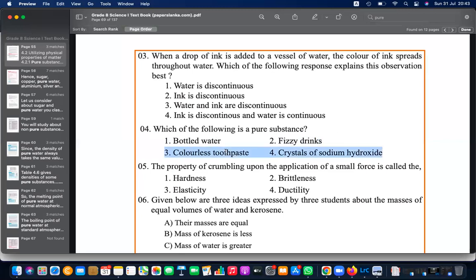Fizzy drinks anyway, it's a mixture, no? Then colorless toothpaste. It's a mixture, right? You have a lot of components in the toothpaste, but when you take this one, sodium hydroxide crystals, when you break it down, still the sodium hydroxide is the basic element. Therefore, the fourth one is the answer.